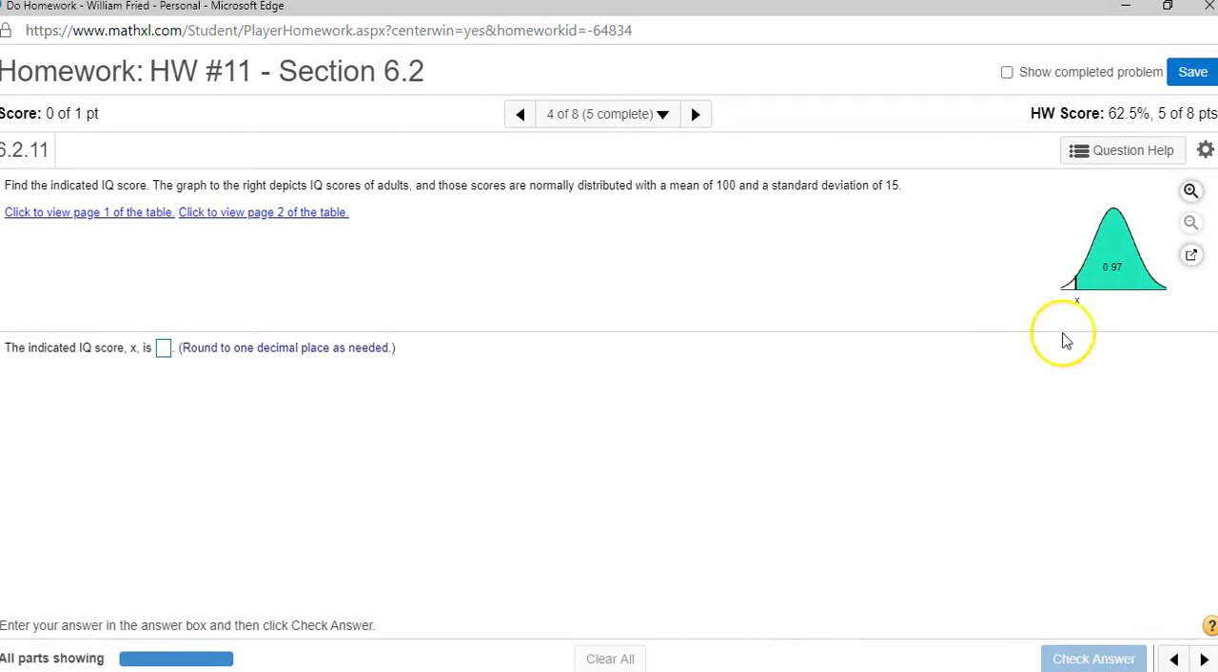Now this one is sort of the opposite, in the sense that here's the x value and 0.97 is the area to its right. Under any normal distribution curve, the total area under the curve is 1. So if 0.97 is the area to the right, 1 minus 0.97 is the area to the left, and that's what I'm going to enter into InvNorm. It still has a mean of 100 and a standard deviation of 15.